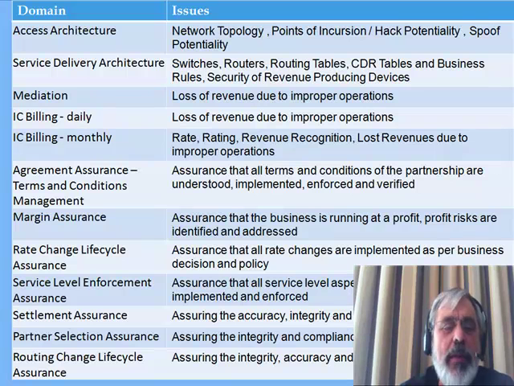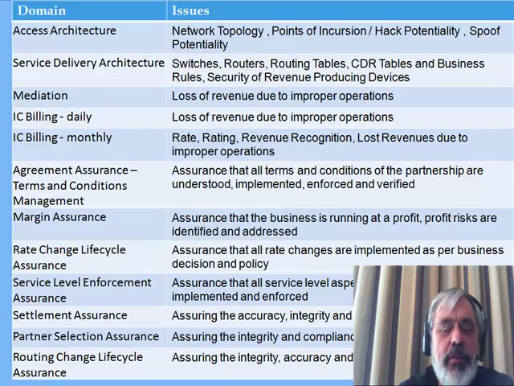We then have the agreement assurance, making sure that the terms and the conditions of the agreement with the partner are being understood, implemented, enforced, and that we're verifying that enforcement. The margin assurance, assuring that the profit is coming in from each of these different partners. Assuring the rate change life cycle. Changing rates can be a big risk area and a big problem for many telecoms.